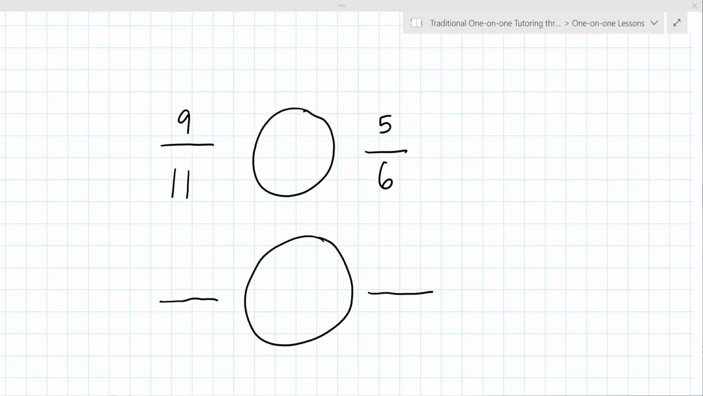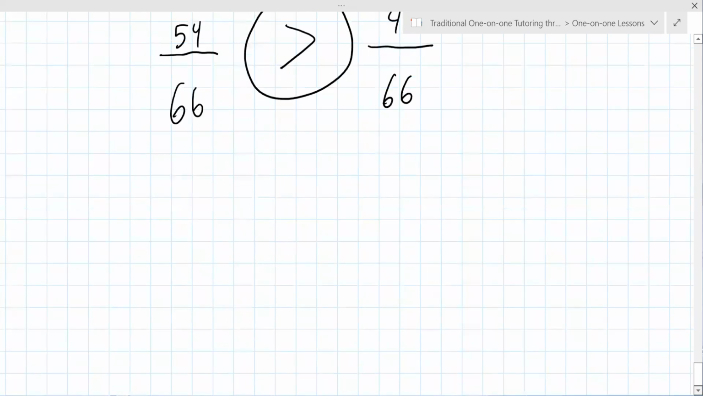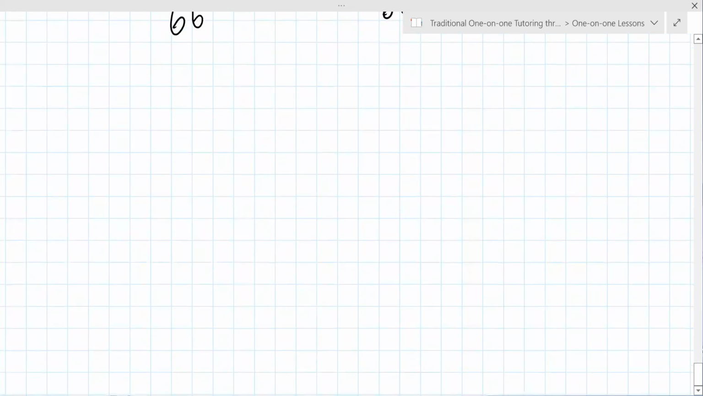I have it. Okay. What's the fraction on the left? 54 over, what's the number on the bottom? 66. Good. And on the right? 45 over 66. Good. And what goes between them? Greater than. Really good.